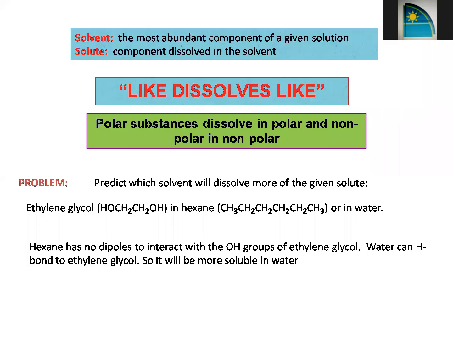Let us try to solve one question based upon polar and non-polar solvents. So let's say somebody asks us, if I am having ethylene glycol and I am having hexane, out of both of them, which will dissolve better in water? Now I have to think about that ethylene glycol is a polar molecule. It has dipole moment and it has polarity because of the OH bonds. But hexane, on the other hand, does not have any dipole moment. So that is why ethylene glycol will be more soluble in water as compared to hexane.